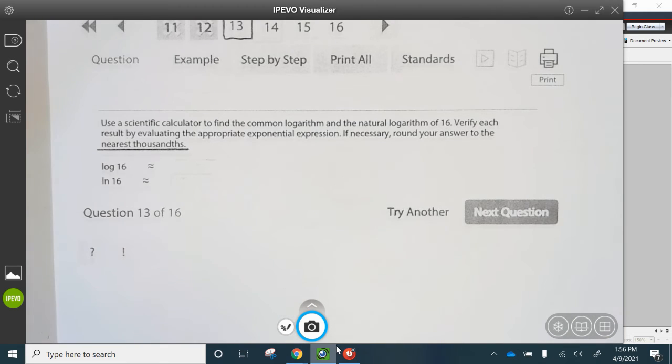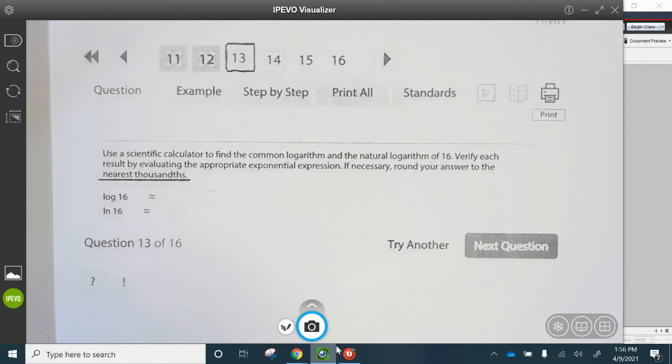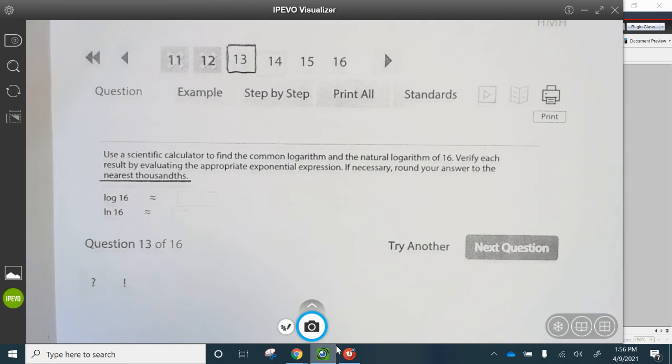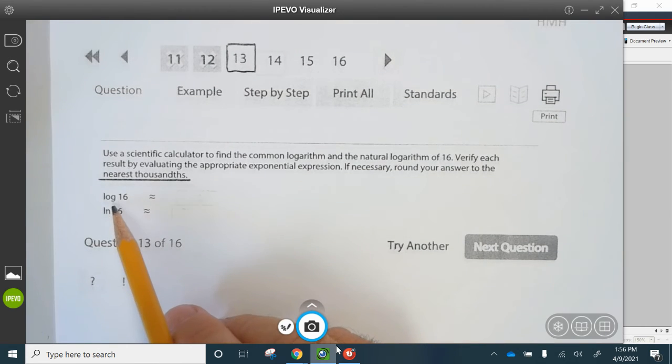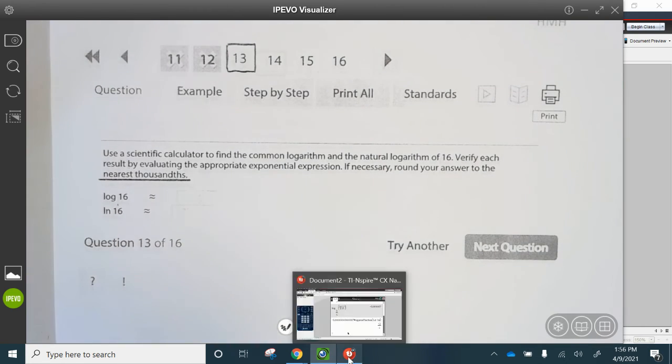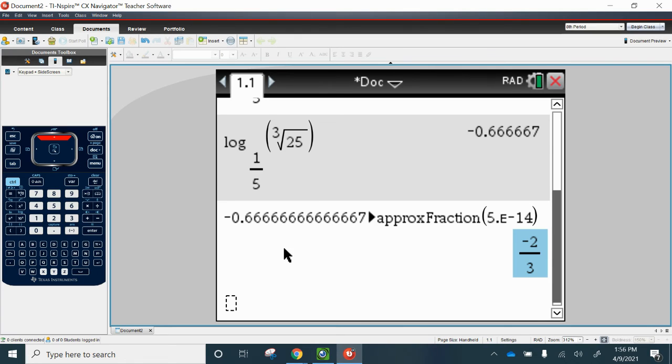All right. Question 13. Use a scientific calculator to find the common logarithm and the natural logarithm of 16. Verify each result by evaluating the approximate exponential expression. If necessary, round your answer to the nearest thousandth. Now, when they have log and there's no base, we assume 10. So I'm going to come over here and delete here.